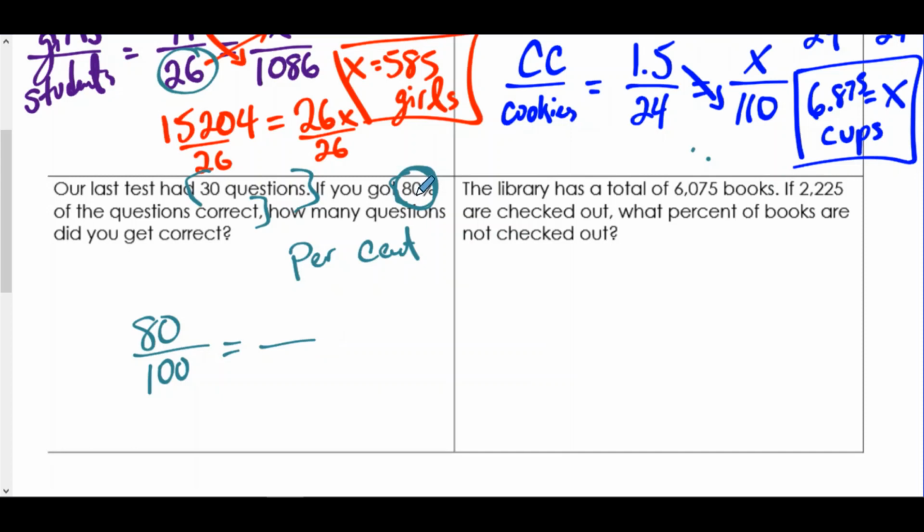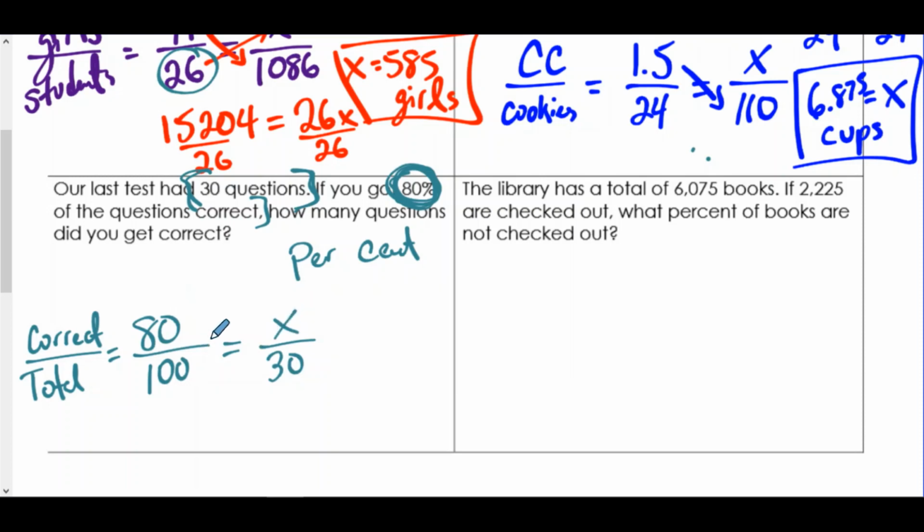So this 80% is talking about how many I get correct. The bottom of this is always talking about the total. The bottom of a percentage in a proportion is always 100%, and it's always talking about the total because 100% does represent the total percentage. So we got 80% out of 100, and we know that 30 questions is not the number that we got correct, it's our total number of questions. We don't know how many we got correct.